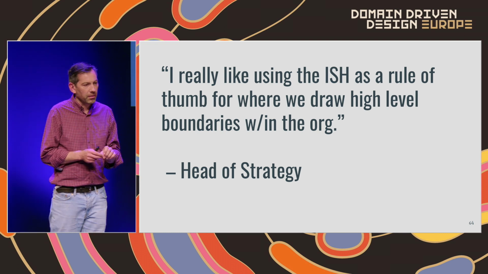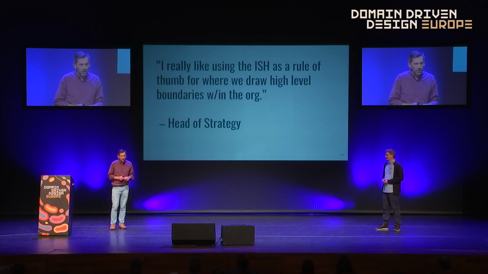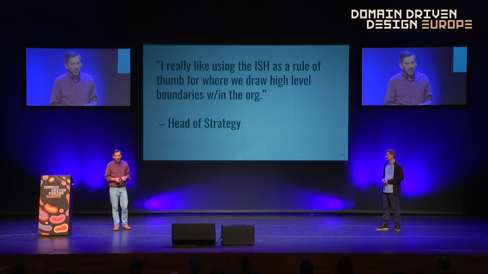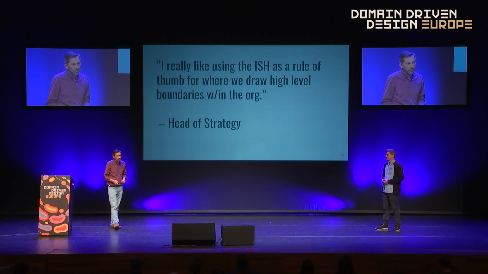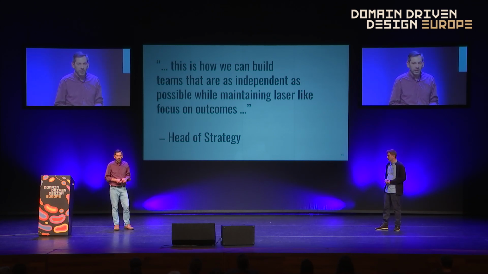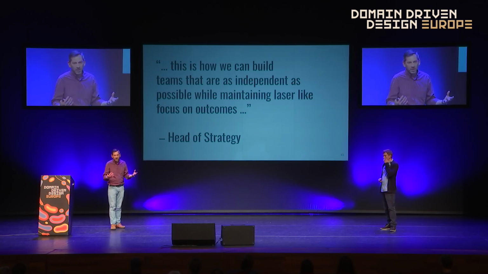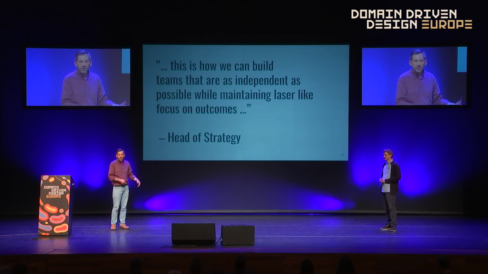A couple of quotes from one particular person involved, who's actually the head of strategy, so he was at the exec level. "I really like using the independent service heuristics as a rule of thumb for where we draw high-level boundaries within the organization." So he really got it, if you like, really seemed to understand what was going on. And he was saying, "This is how we can build teams that are as independent as possible while maintaining laser-like focus on outcomes." It's quite interesting to see that perspective. He's thinking about business viability, he's thinking about the future, he's thinking about funding, all kinds of stuff. He was actively involved in these sessions and saw the value.